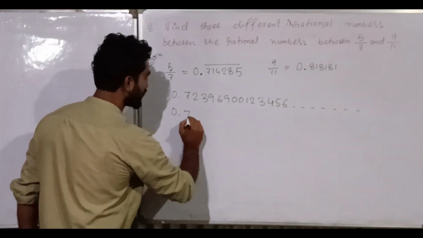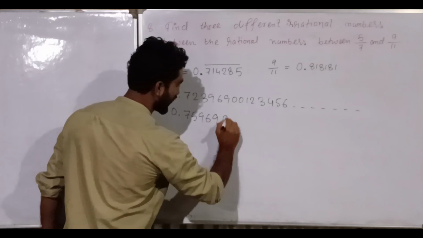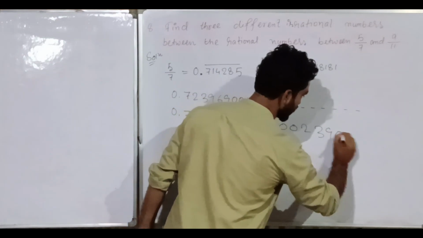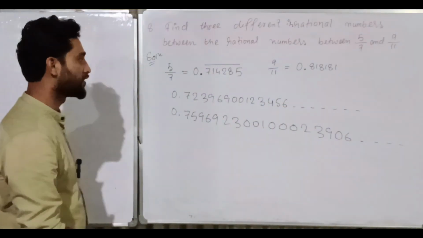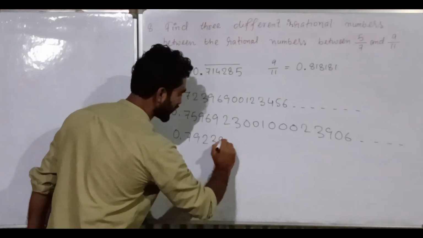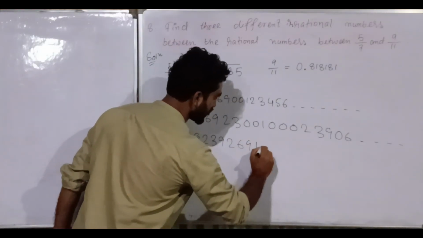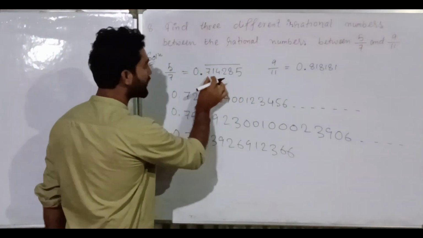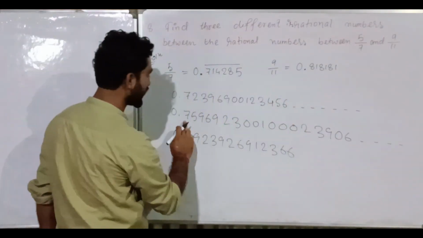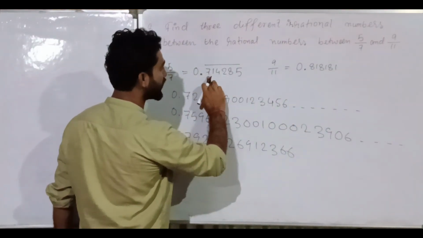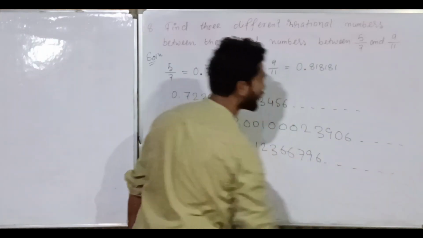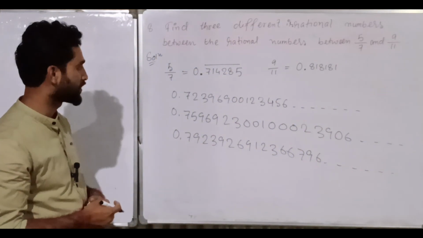And one more we can write 0.759230001000239006. So this is the second number. So one more we can write, let's suppose, 0.792392. Just observe the first two digits. See, 0.72 will lie between 0.71 and 0.81. This also, 0.75, will lie between 0.71 and 0.81. So like this we can write infinite number of irrational numbers between two rational numbers.